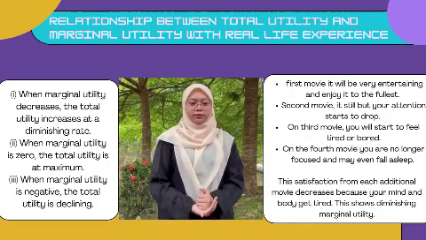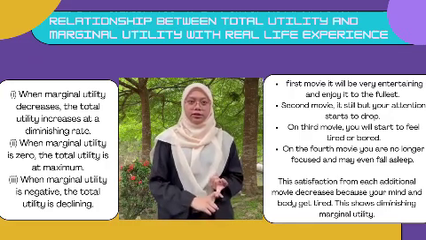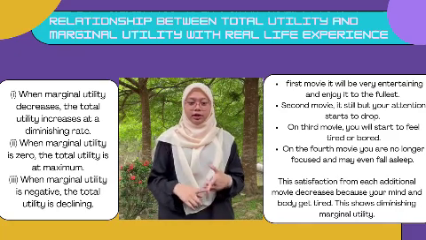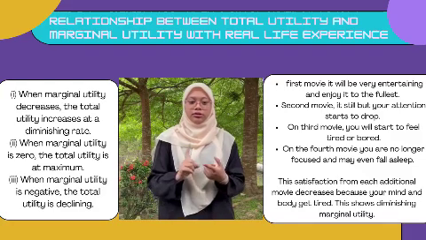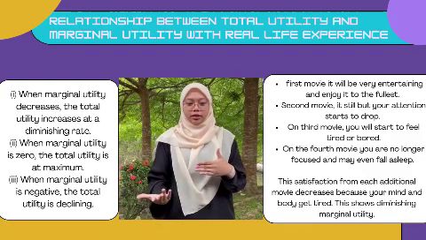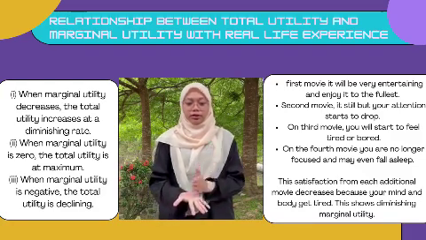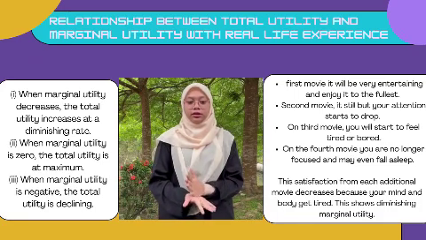Okay, then the relationship between total utility and marginal utility, with real life experience. For the relationship, first, when marginal utility decreases, the total utility increases at a diminishing rate. Then, when marginal utility is zero, the total utility is at maximum. And lastly, when marginal utility is negative, the total utility is declining.